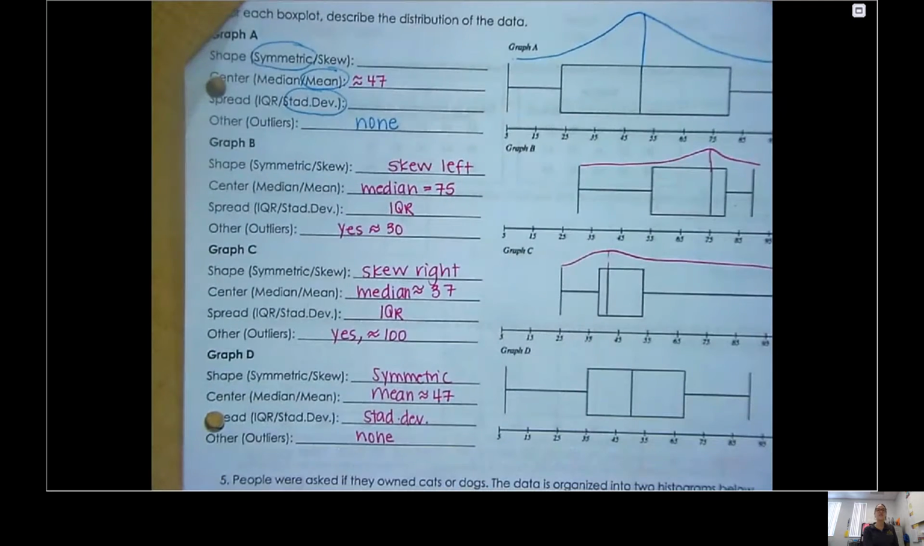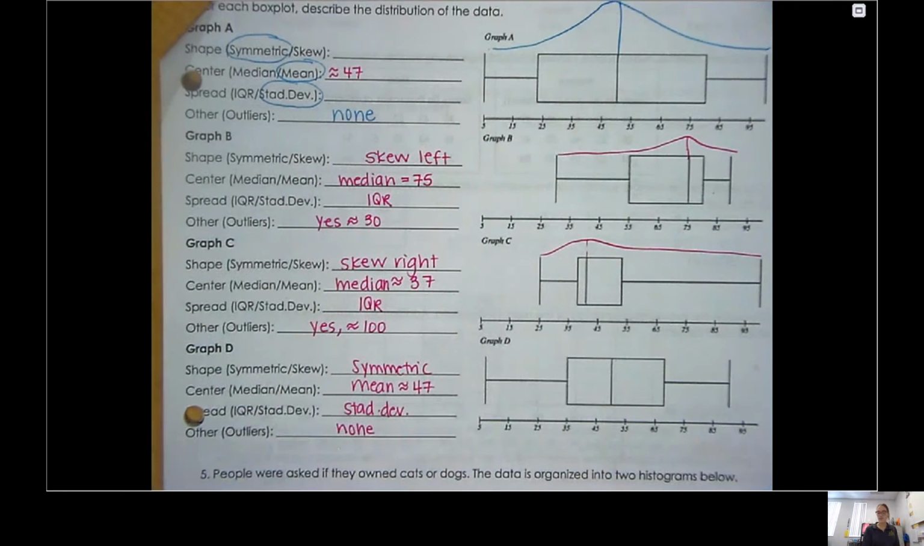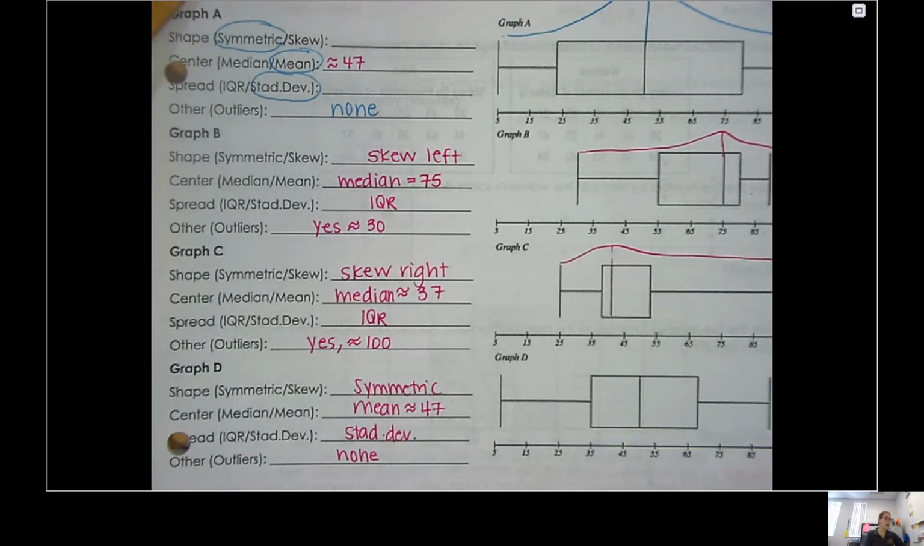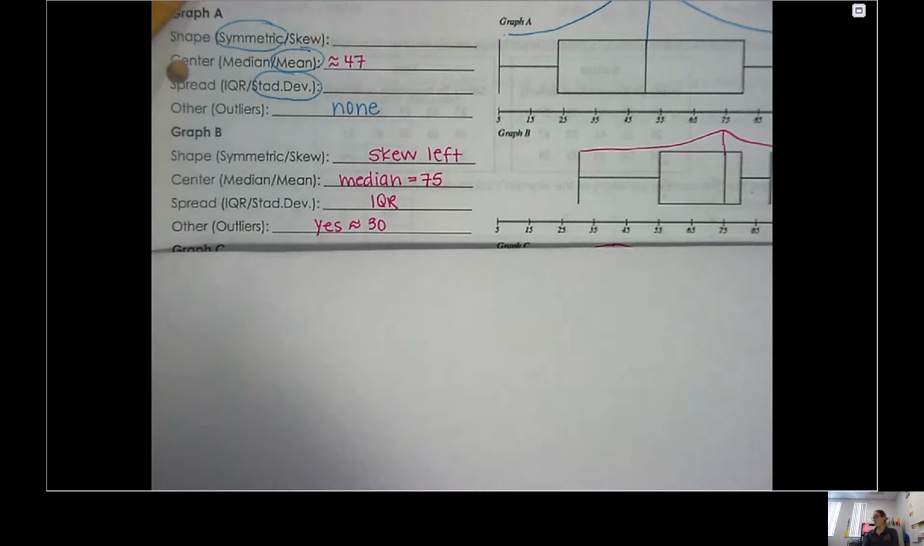All right, let's take a look at those graphs first, and let's see how you did on those. And then we'll take a look at that bottom question. So check your work with mine. If I have something on mine that you don't have on yours, please fill it in. All right, graph B.